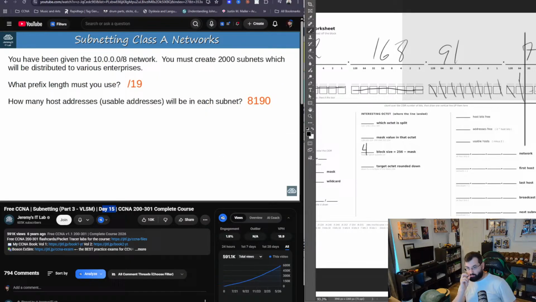So those are the answers. We will use a /19 prefix length, and there will be 8,190 host addresses, aka usable addresses, in each subnet. This is the same process we used for Class B and Class C networks. The numbers are just larger.